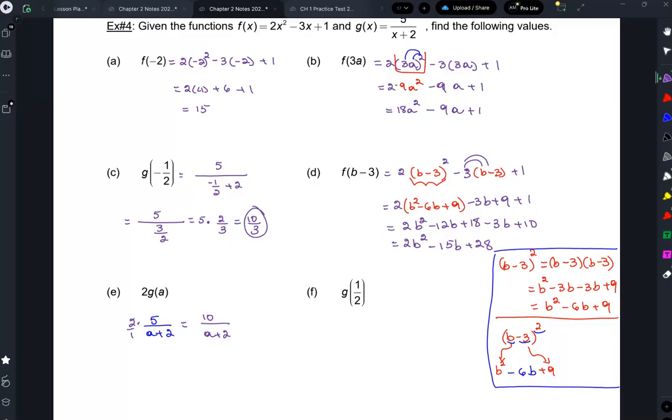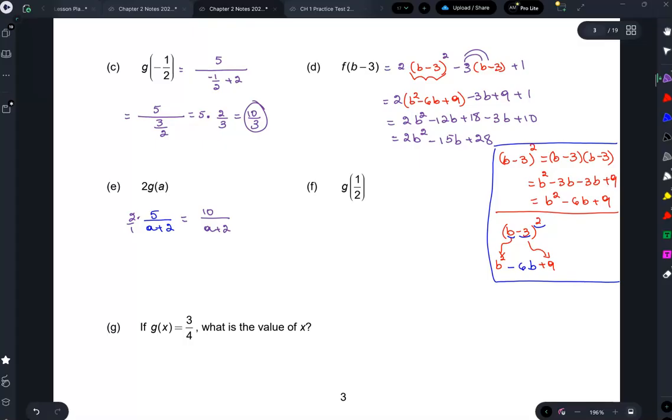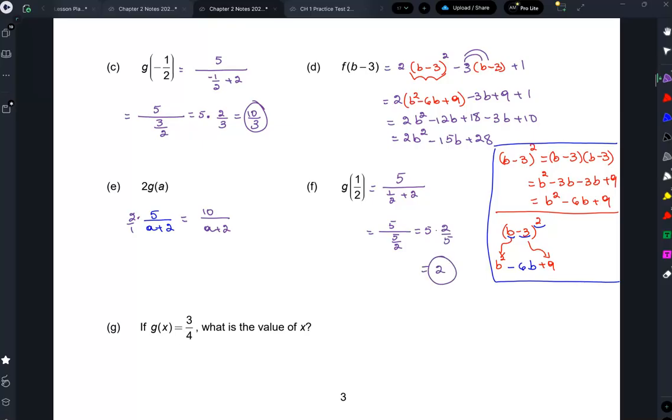Okay, so here we go. g of a half. We did g of negative half before, so this is 5 over 1/2 plus 2. 5 over, what is this? 5 over 2. 5 times 2/5. Oh, isn't that cute? That's a 2. Cute, huh? Okay.